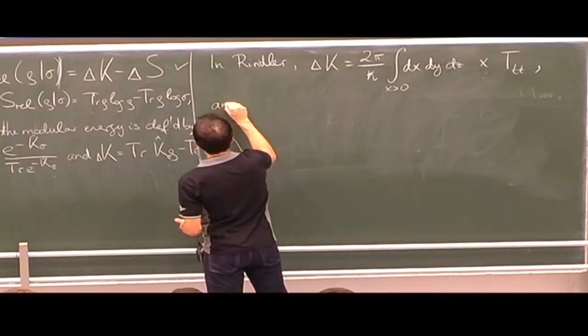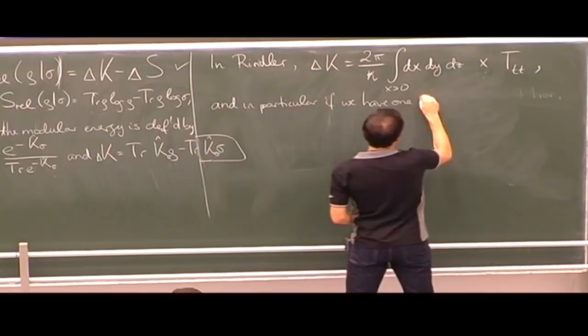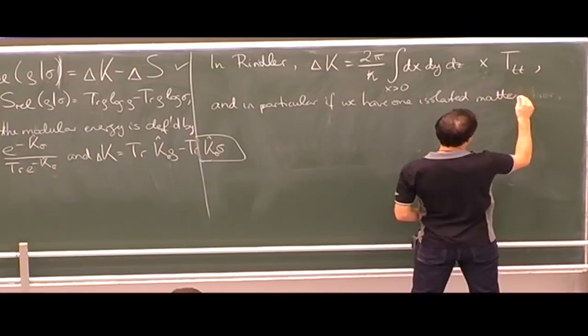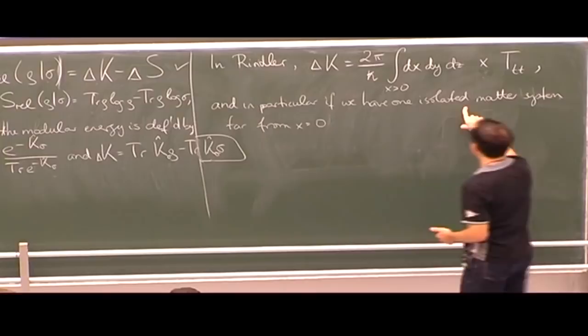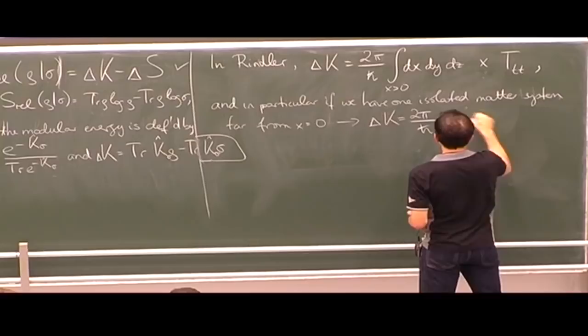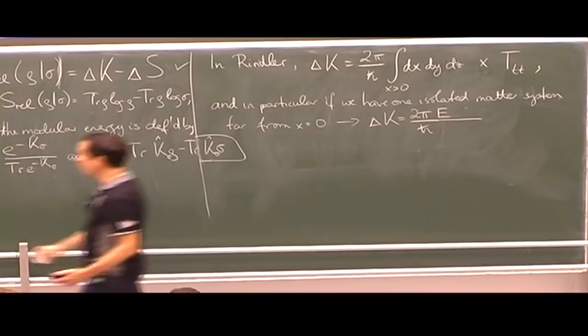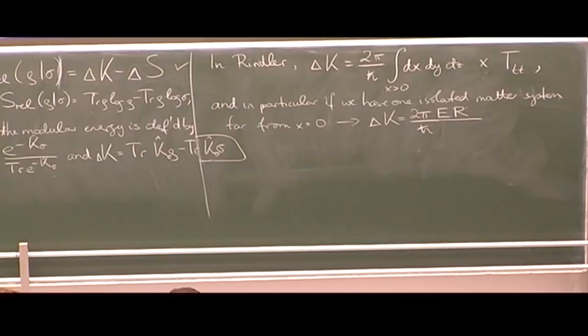In particular, if we have one isolated matter system, like a washing machine, far from the dividing surface, and this matter system has energy E, then delta K is just 2 pi over h bar times E times the distance of the matter system. Let's call that R. So here's my distance R of my washing machine from the plane at x equals 0. Then the modular energy, or Rindler energy in this case, is exactly what appears on the right-hand side of Bekenstein's bound.